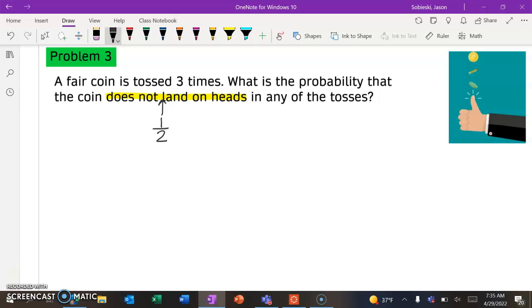Okay, and if we're flipping the coin 3 times, we just have to take our 1/2 and multiply it 3 times. So 1/2 times 1/2 times 1/2. The 1 will stay the same. 2 times 2 times 2 will give us a denominator of 8. So the chance that in 3 tosses we will not get a single heads would be 1/8. In other words, we're looking for the event to happen that it would be tails, tails, and tails.